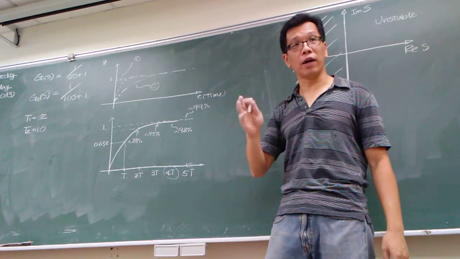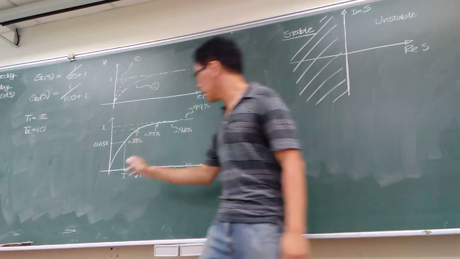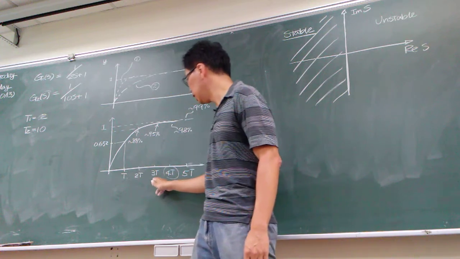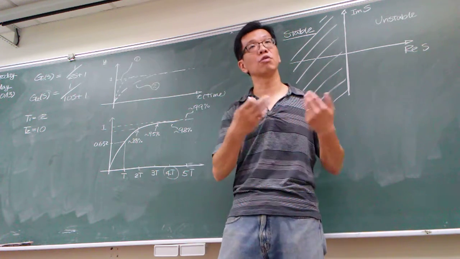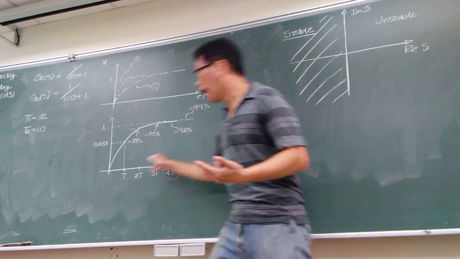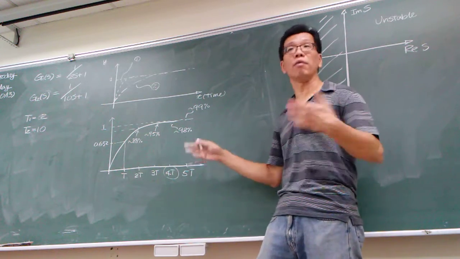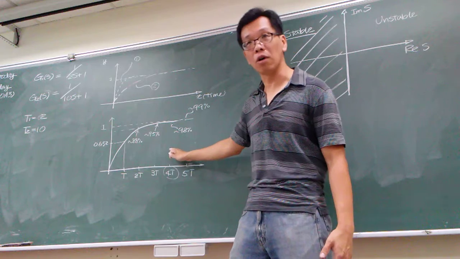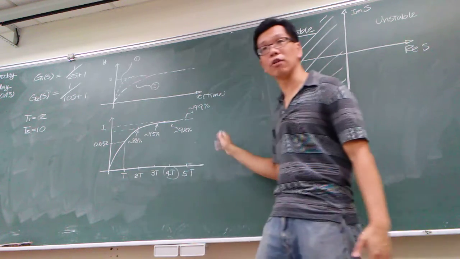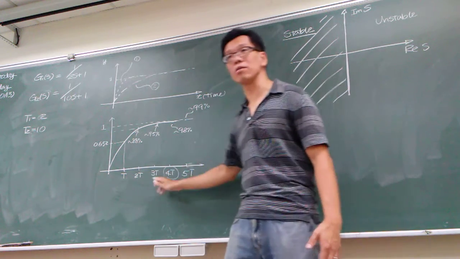Why do we want to define the time constant? When we say it's 1T, 2T, 3T, and 4T, physically, what does that mean? If you need to use a sensor, how are you going to read your sensor? Because every time you just get a plot like this, you would need to know how to read this kind of diagram based on the time constant.